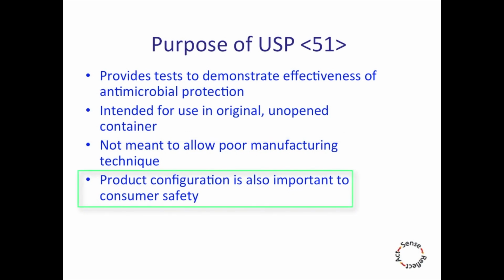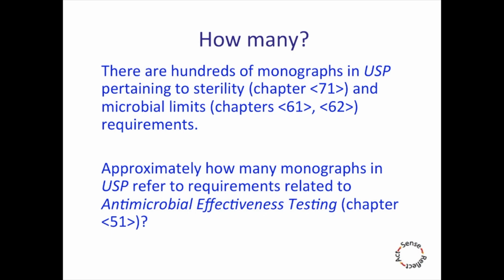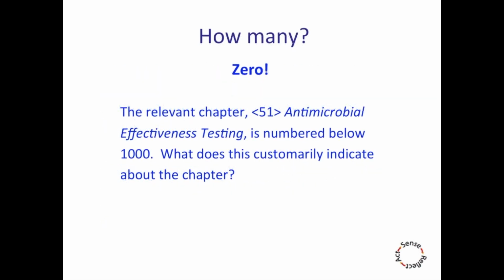A properly configured multi-use container should be designed to minimize the likelihood of microbial contamination. Most multi-use pharmaceutical products also require a preservative antimicrobial agent. What this means is how many USP monographs include a requirement for Chapter 51 testing. There used to be a number of USP monographs that included Chapter 51 as part of the testing requirements. These have been weeded out over time.